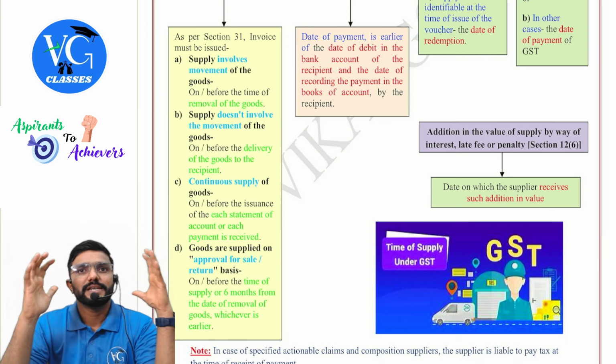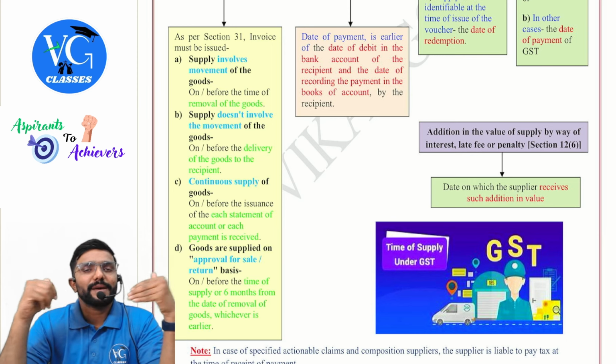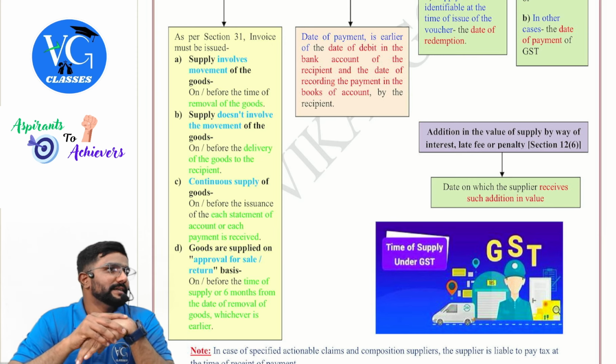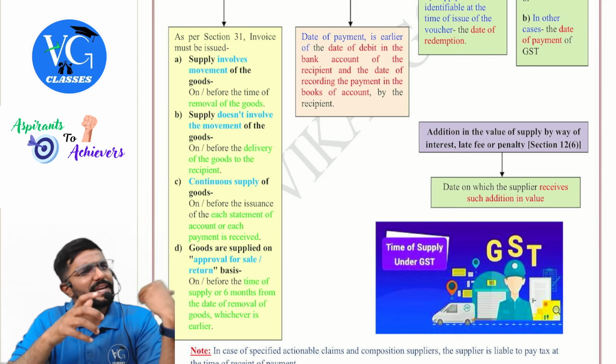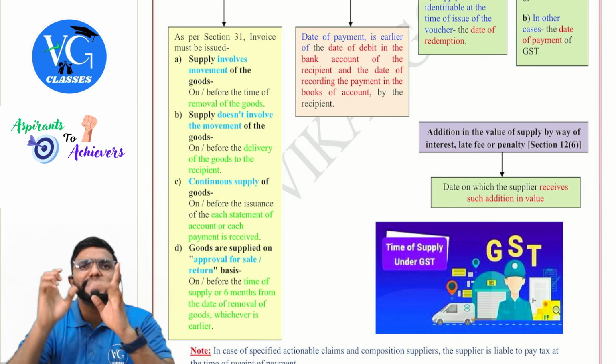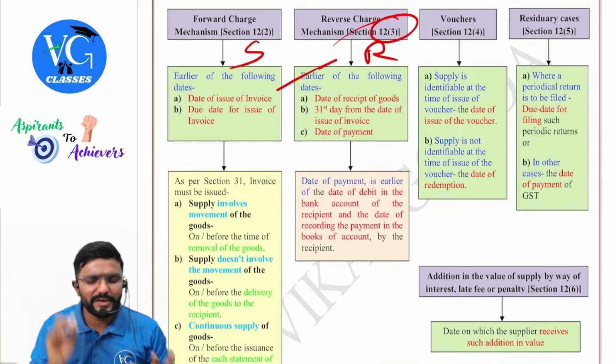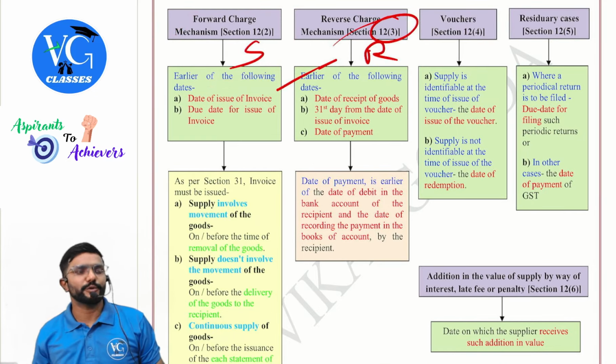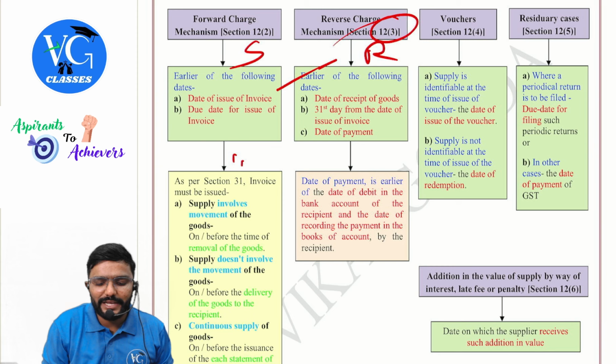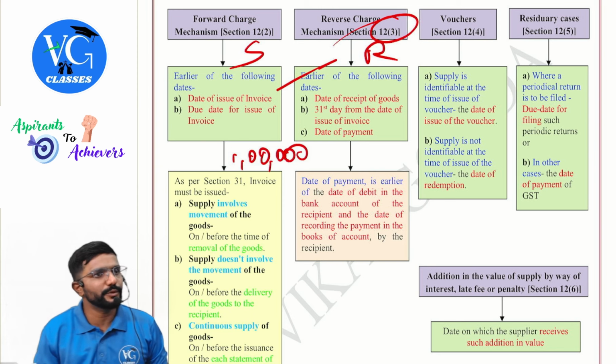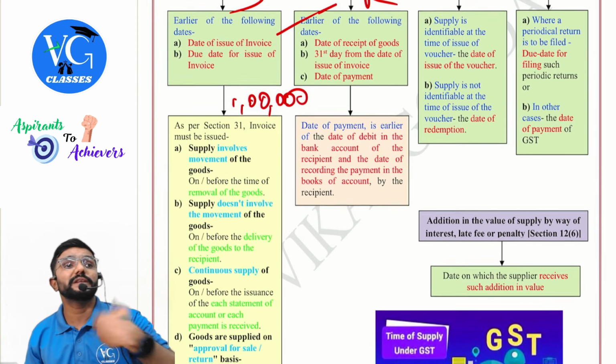Guys, listen. I supplied goods to you for 1 lakh. I gave 1 month time for you. I issued an invoice to you for 1 lakh. For that, what is the time of supply? We will assume forward charge. We will decide as per 12.2. So for 1 lakh, I will decide the time of supply as per 12 subsection 2.